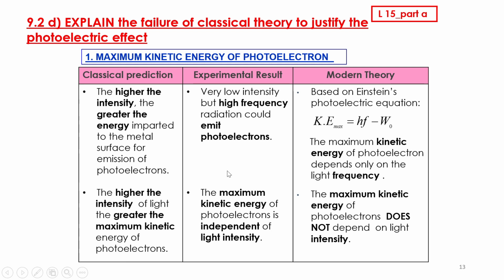In the experimental result, low intensity but high frequency radiation could emit photoelectrons, and the maximum kinetic energy of the photoelectrons is independent of light intensity. So in the modern theory, based on the Einstein photoelectric equation, the maximum kinetic energy is equal to hf minus the work function.